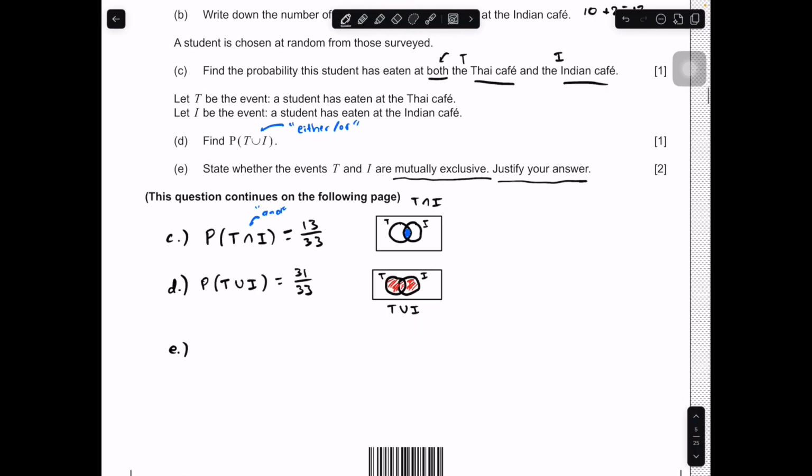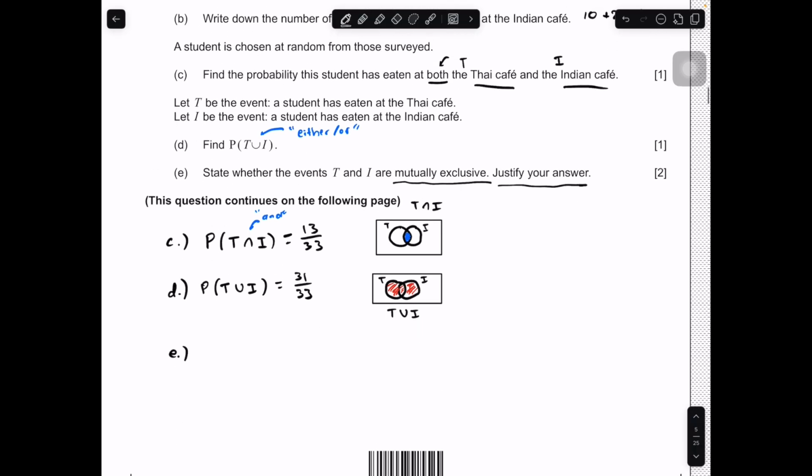One could have eaten at both of these. So what we could say, are these events mutually exclusive? We say no, they aren't. Why? Because we see an overlap. There's an overlap in sets, or we could just say overlap.